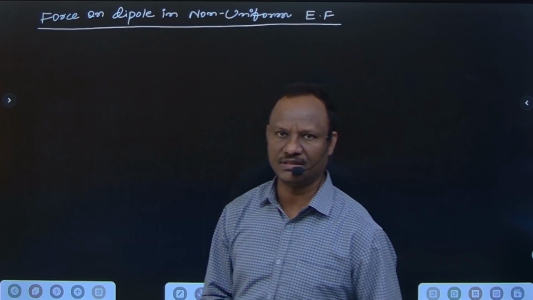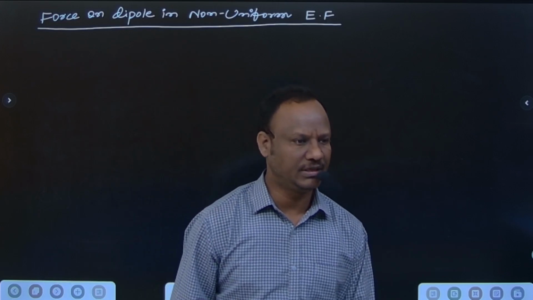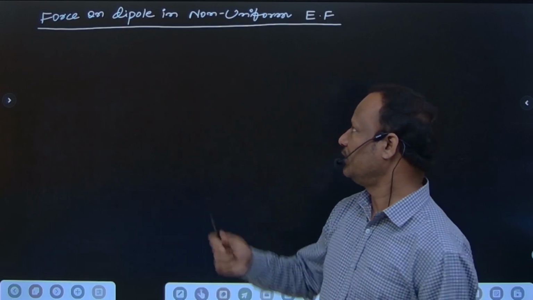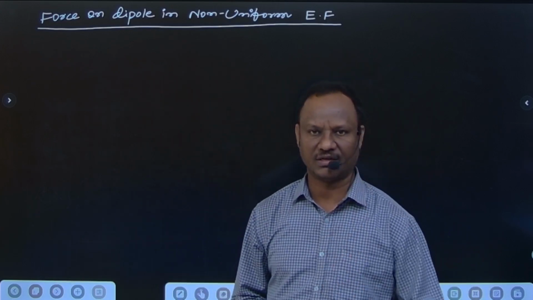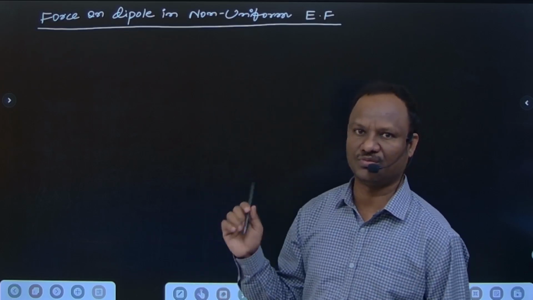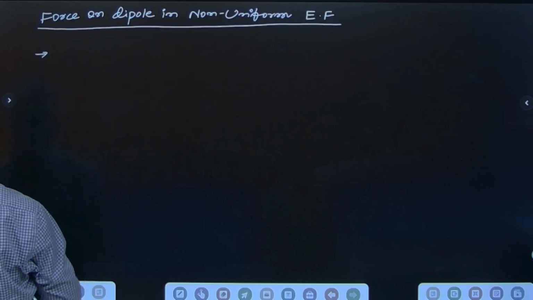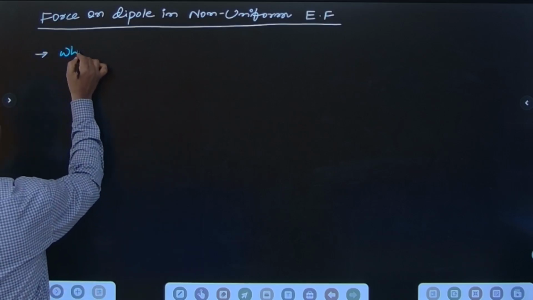Tau is equal to P bar cross E bar, that's PE sin theta. So if it is suspended in a non-uniform electric field, the net force is not 0. Net force is not 0 means what is the force? Okay.